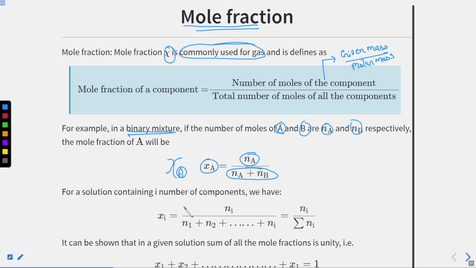Now if we talk about not a binary mixture but a multi-component mixture, how will we define it? If you want to take the mole fraction of the ith component, it will be chi i equals Ni by N1 plus N2 plus N3 up till Ni, right? It will be Ni by the sum of Ni.